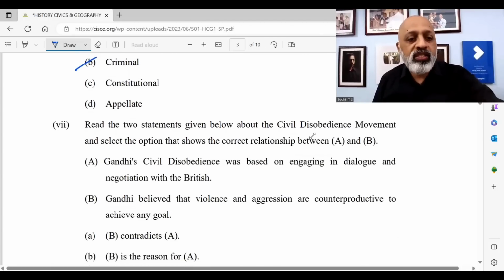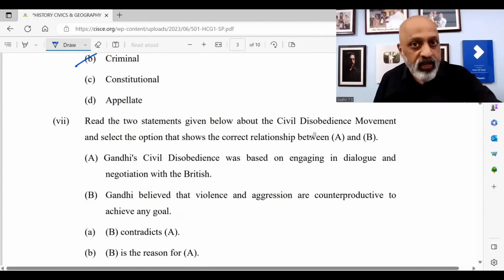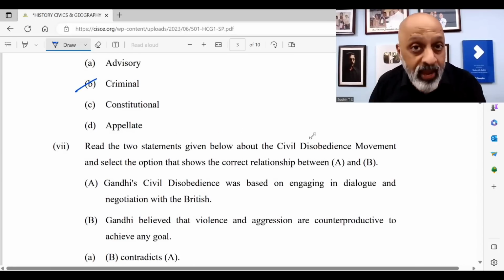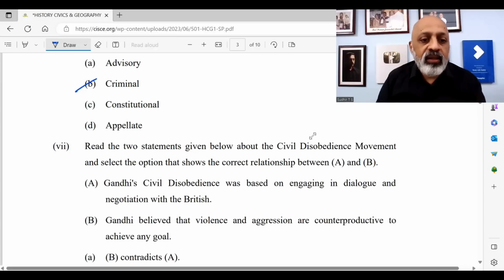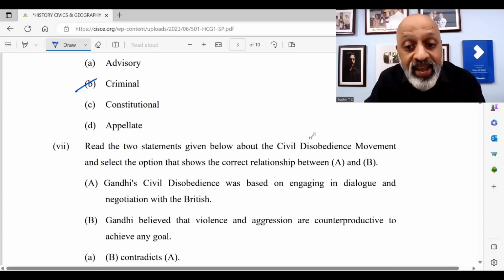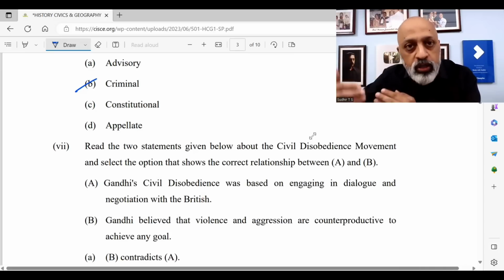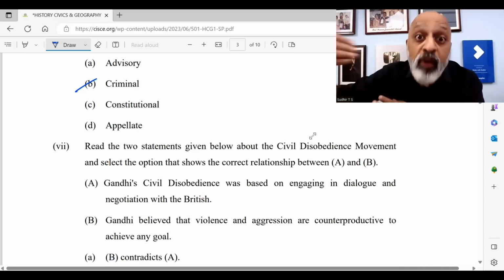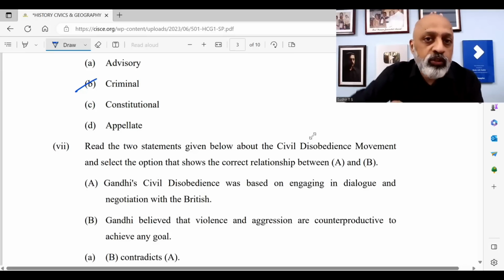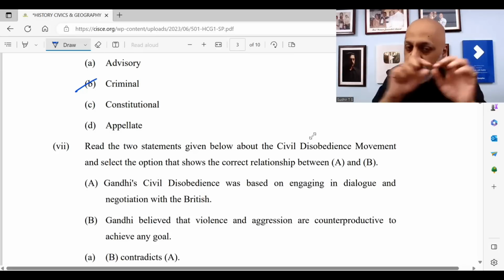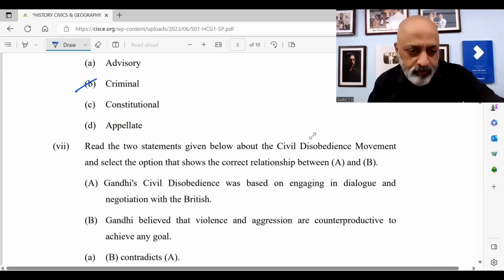ये 7वां क्वेश्चन थोड़ा सा अजीब सा है, ये मुझे समझ में नहीं आया, because I feel option जो first statement दिया है A is incorrect. It says Gandhi's civil disobedience was based on engaging in dialogue and negotiation with the British, which actually it was not. It was to kind of disobey and defy the British, which is why the Dandi March was undertaken in 1930 to collect salt from the seashore in Gujarat. So that was defiance of the British. So this statement A is not quite okay.